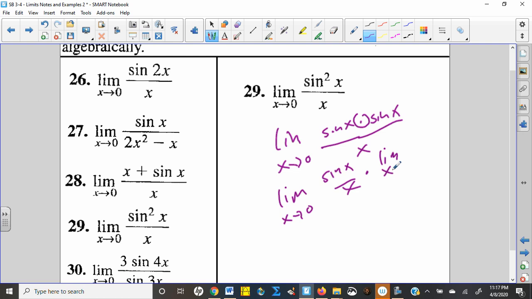Be careful with multiplication. We don't have common denominators. Otherwise, it would have been a sine x squared on the bottom. It's not. I only get the denominator 1 time with multiplication. This one turns into a 1. This one turns into a sine of 0. By the way, the sine of 0 is 0. Boom. 0 it is.